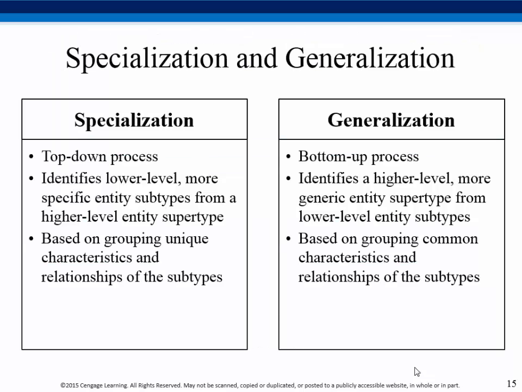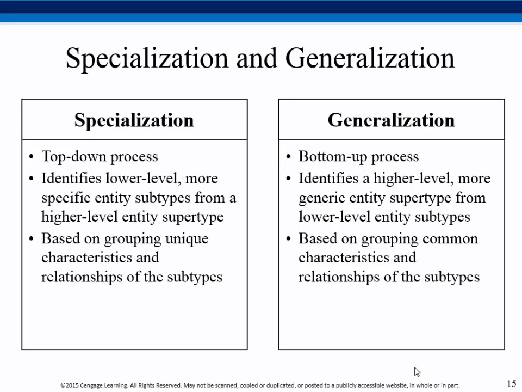Now, specialization and generalization. You can use various approaches to develop entities, supertypes, and subtypes. Specialization and generalization are some ways. Specialization is a top-down process of identifying lower level, more specific entity subtypes from a higher level entity supertype. Specialization is based on grouping unique characteristics and relationships of the subtypes. In the aviation example, you use specialization to identify multiple entity subtypes from the original employee supertype.